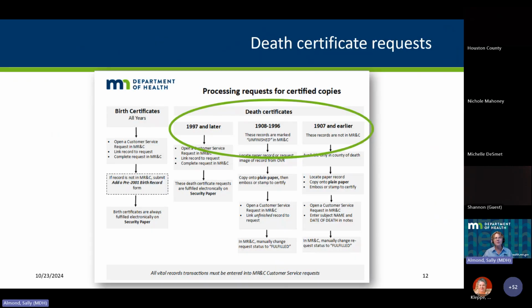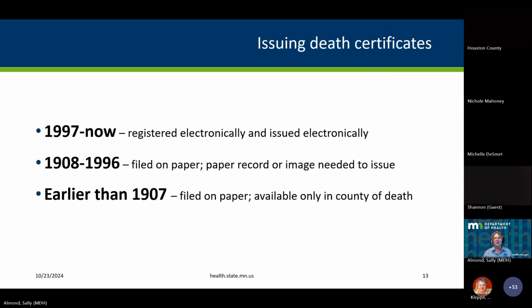Now we're moving on to death certificates and certified copies of death records. This is where it's really important, when you're issuing a certified copy, to pay attention to the year that the death occurred. The flow chart breaks this down into 3 notable time periods. And here's the short story.